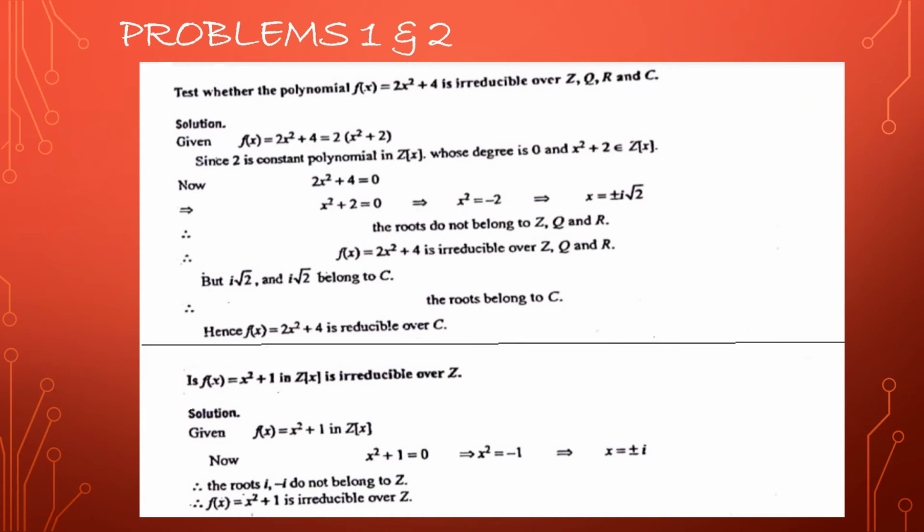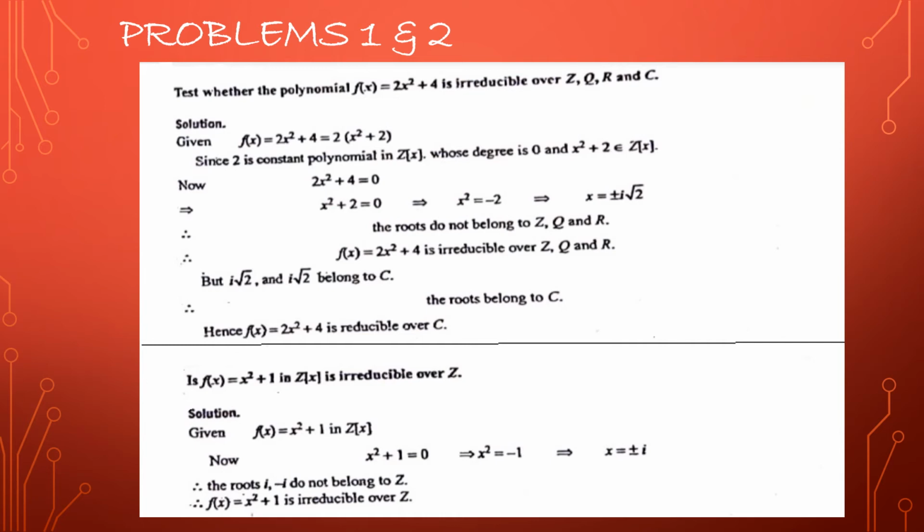So first what will I do? Given f of x, x square plus 1 in Z of x. Now x square plus 1 is equal to 0, and taking the plus 1 to the other side, you are getting x square is equal to minus 1, x is equal to plus or minus i. Okay, so here again it's going to be a complex root. So complex root does not belong in Z.